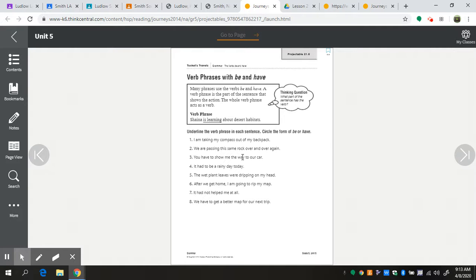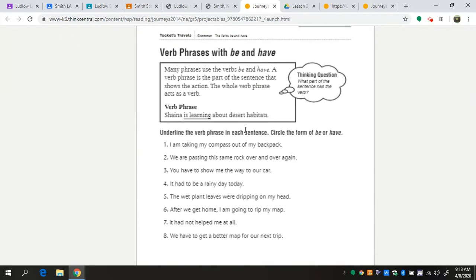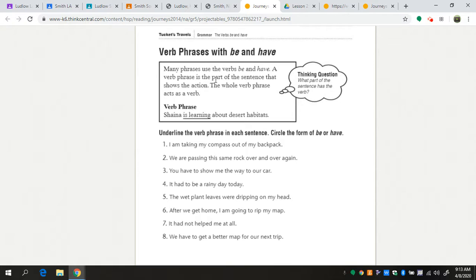So let's look at the projectable and look at what the little cheat sheet says. It says many phrases use the verbs be and have. A verb phrase is the part of the sentence that shows the action. The whole verb phrase acts as a verb. So let's look at the example.